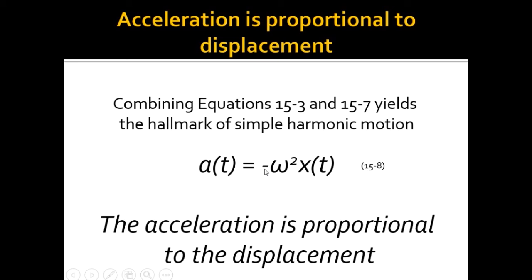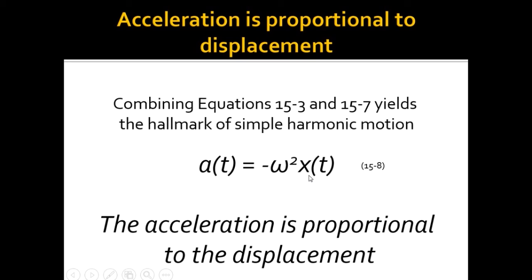Notice also this negative sign tells me that the acceleration has a sign that is opposite to the displacement. So if my spring is displaced in the positive direction, the direction of the acceleration will be in the negative direction, and vice versa. If I'm displaced in the negative direction, the acceleration will be in the positive direction. You know that acceleration and the force that causes acceleration are always in the same direction. So that means the force is always in the opposite direction as the displacement.